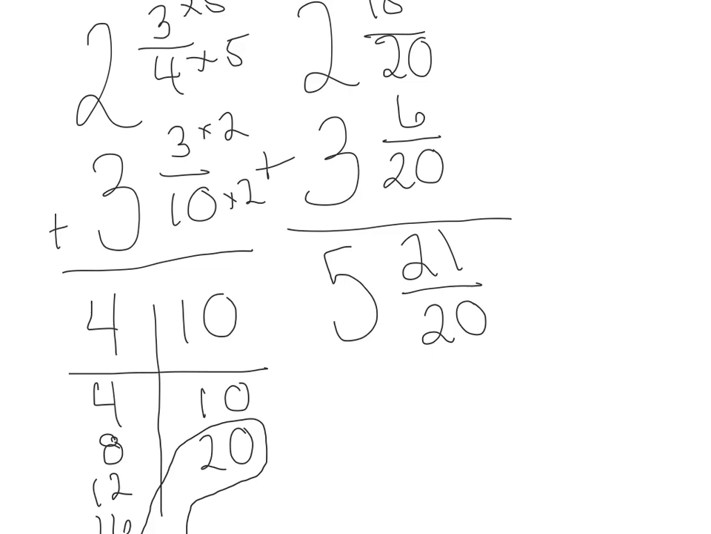When I look at this number, I know that my numerator is larger than my denominator, so that makes that fraction improper. If I have an improper fraction, I'm going to divide the numerator by the denominator to take my improper fraction and make it a mixed number. So 20 will go into 21 one time.